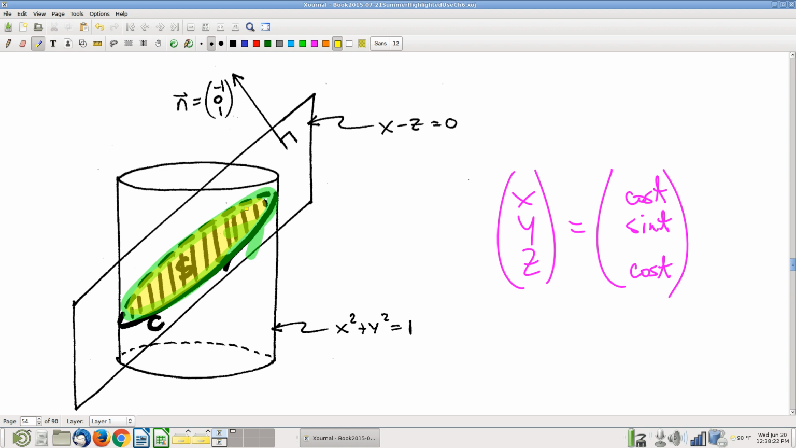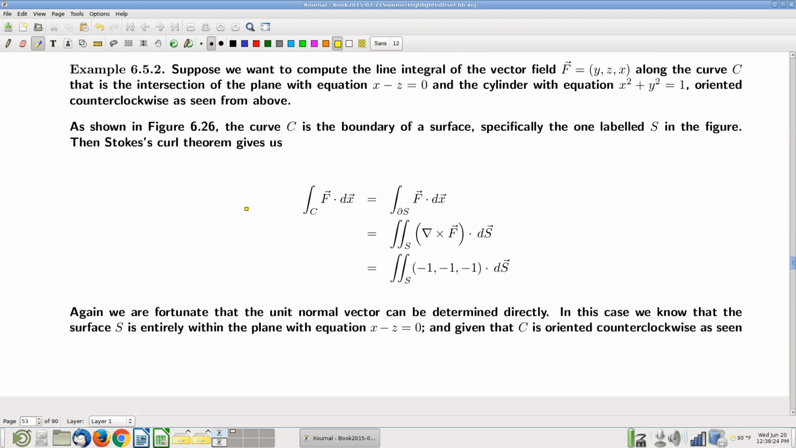Okay. All right. So since we are looking at a curve that is a boundary of a surface, we can invoke Stokes' curl theorem like so. By the way, I've completely ignored the question of orientations to this point. Let's go back and think about orientations. Note that our curve is oriented counterclockwise as seen from above.